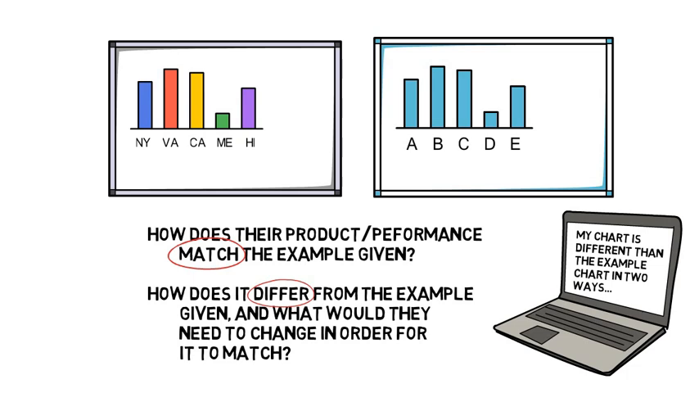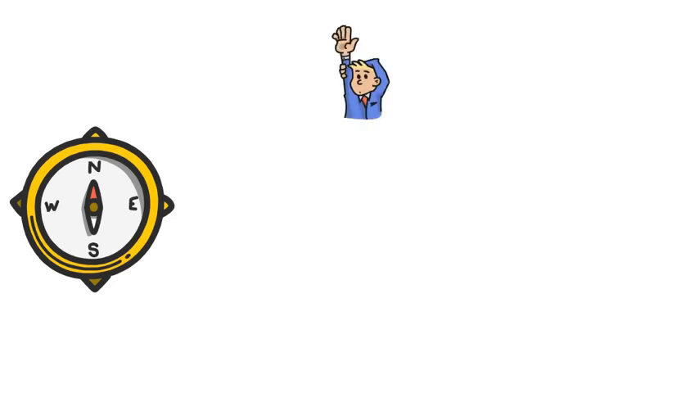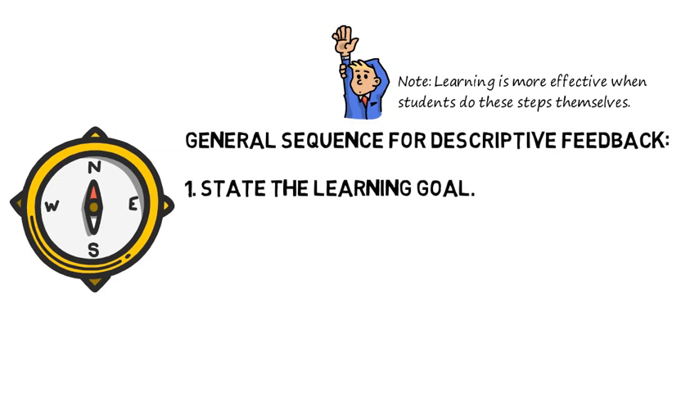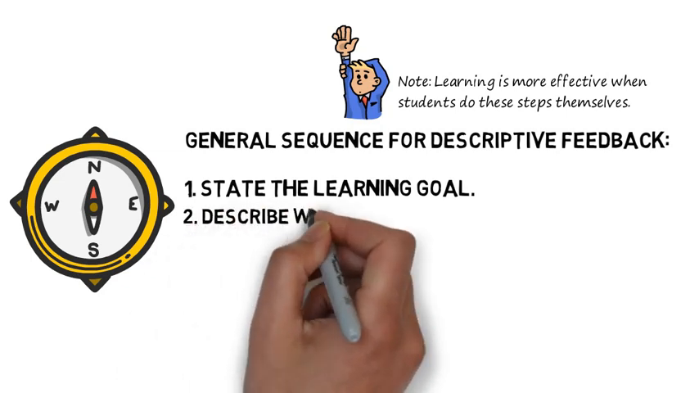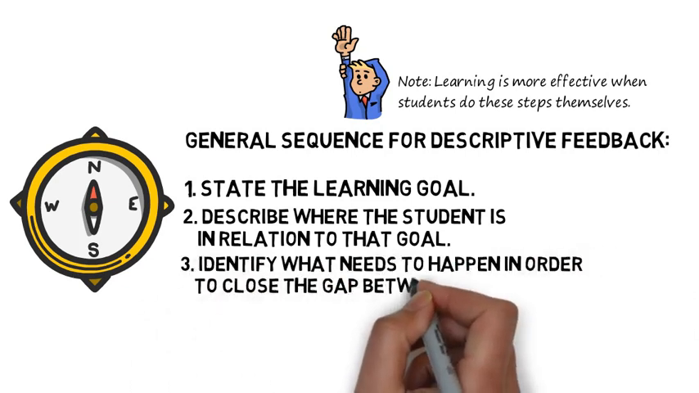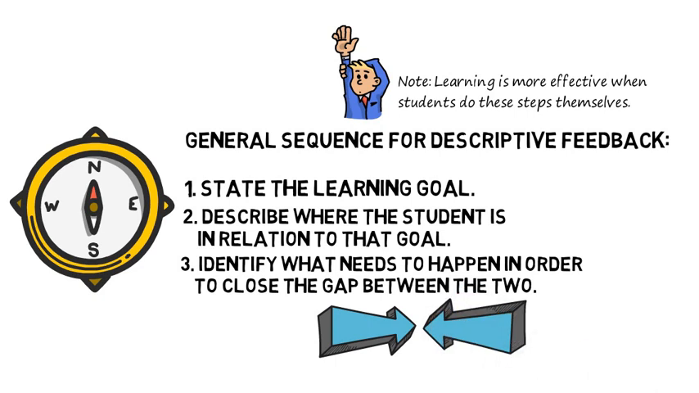Alternatively, if children think their product or performance is of higher quality than the exemplar provided, ask them to make that case and prove it. This approach is really a riff on the most popular definition of descriptive feedback. 1. State the learning goal. 2. Describe where the student is in relation to that goal. And 3. Identify what needs to happen in order to close the gap between the two.